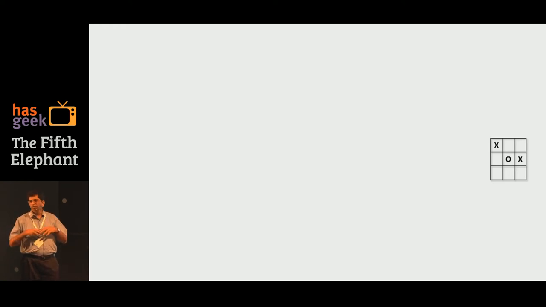The first part is I need to know what are my possible moves, right? In optimization, they call it the feasible solutions and the optimal solutions, right? So what are my feasible moves in this state? And that is what we want to know. So who tells me what are my feasible moves? Rules of the game, right?